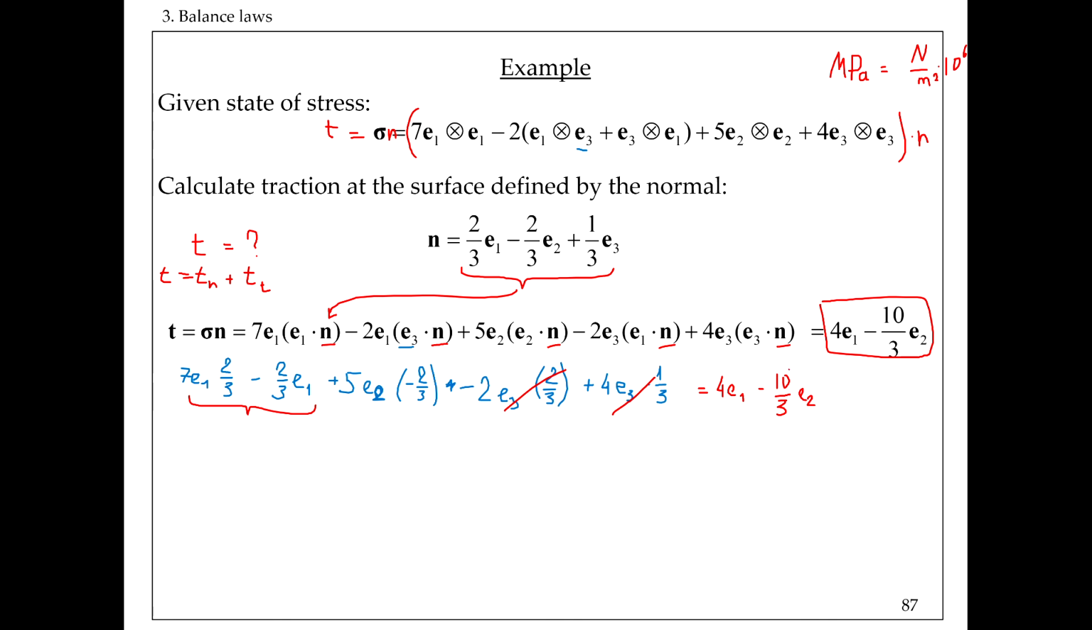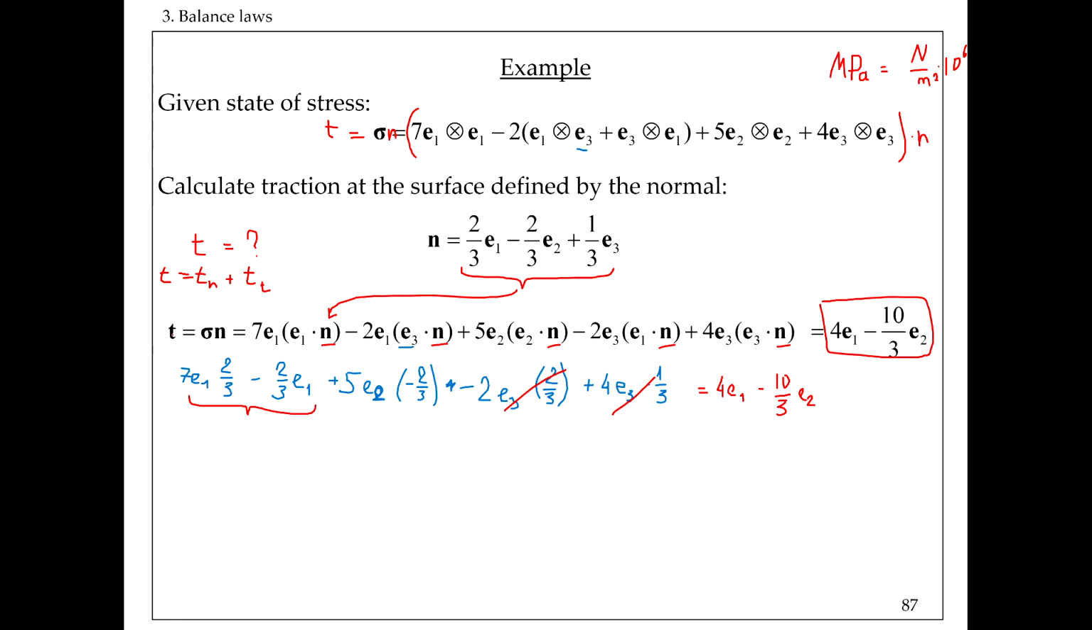The result that we obtain. So obviously, if we multiply that with something else, the result will be different. Now, let's calculate the normal component. The normal component is basically we just need to take this result of t and multiply it with n. So just project it to n, right?